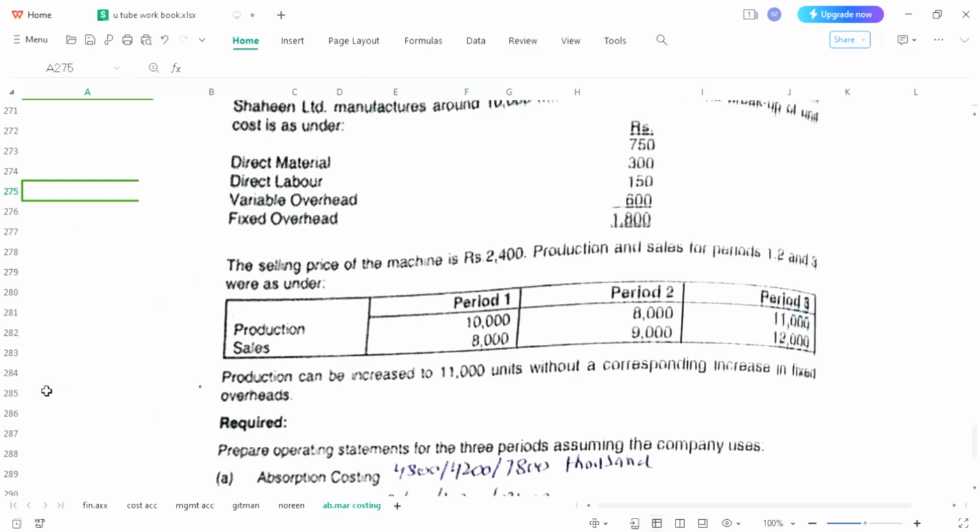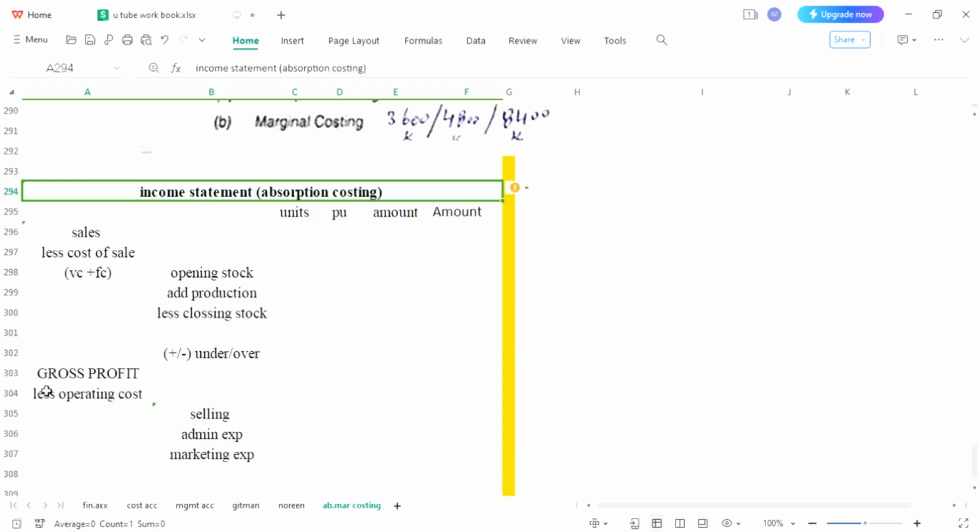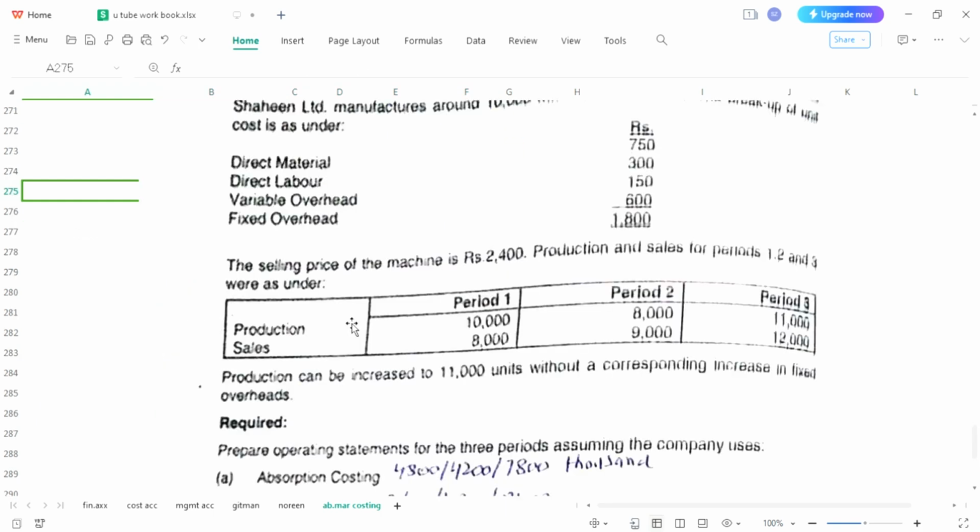Now come to the point. Under absorption costing, we need to have a per unit cost which includes fixed cost, and you can see there is a little ease for us. Fixed overhead is already present in the total per unit cost, so the matter is a little easy for us.